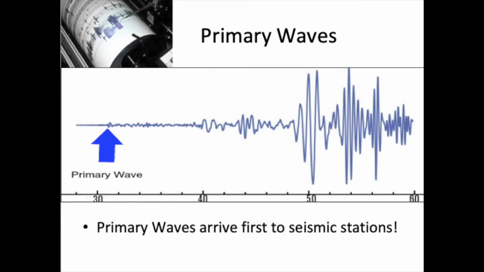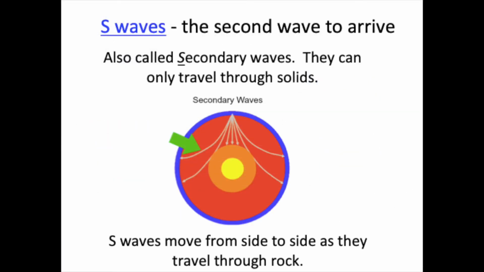And on a seismograph, you can actually see the primary wave. See where the blue arrow is? That's where the primary wave is actually the very first wave that shows up, the energy source on the seismograph. The first one's the primary wave.